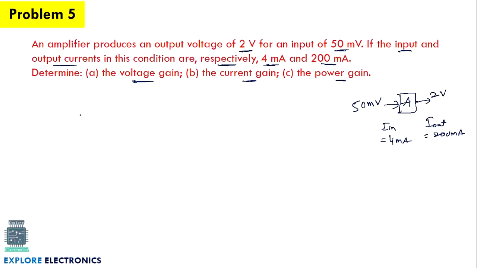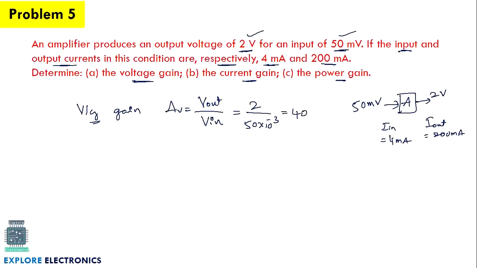So we know that voltage gain AV is equal to V output divided by V input, right? This is what the voltage gain is. They have given the V out as 2 volts and V in as 50 milli. That's why it is 2 divided by 50 into 10 raised to minus 3. Remember, milli in the sense it is 10 raised to minus 3, micro in the sense it is 10 raised to minus 6. So voltage gain, that's why I am taking V out divided by V in. It gives 40. 40 is the voltage gain.